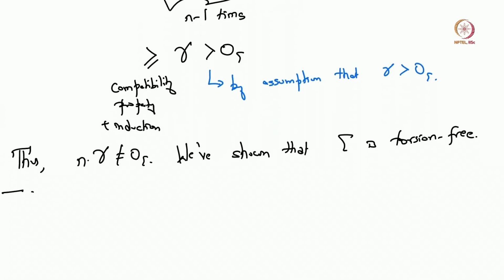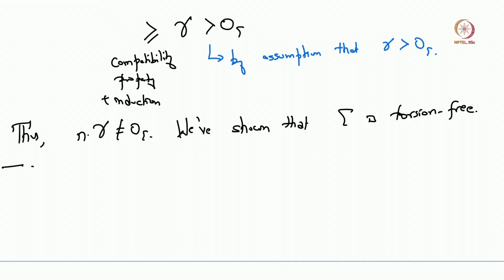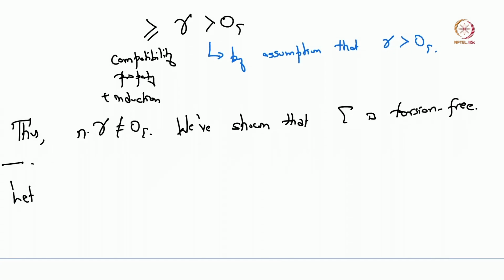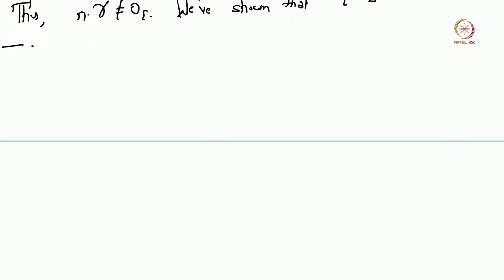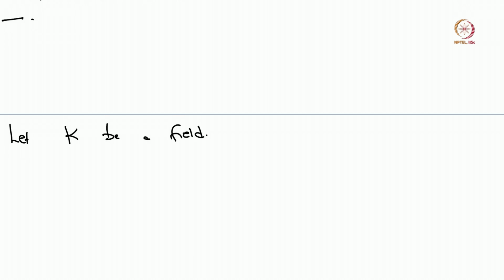Okay. I want to move on to the definition of valuations. So let K be a field and let gamma with plus and greater than or equal to be a totally ordered abelian group.